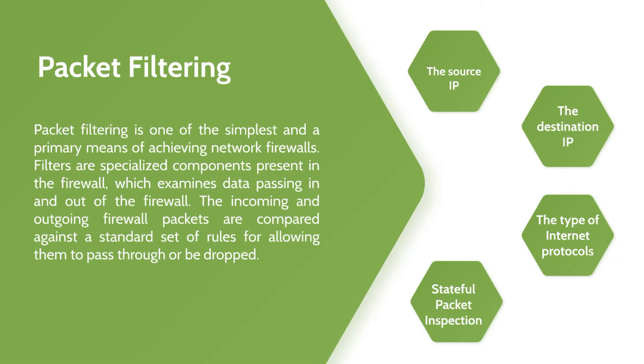The incoming and outgoing firewall packets are compared against a standard set of rules for allowing them to pass through or be dropped. In most cases, the rule base, commonly known as the rule set, is predefined based on a variety of metrics. Rules can include source and destination IP addresses, source and destination port numbers, and protocols used. Packet filtering generally occurs at layer 3 of the OSI model and employs some of the following metrics to allow or deny packets through the firewall.